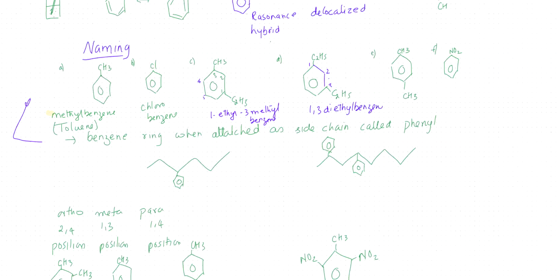In the benzene ring, there are 2 methyl groups attached at 1 and 4 positions. So this is 1, 2, 3, 4. So 1,4-dimethylbenzene. So this compound is 1,4-dimethylbenzene. Next one, there is a nitro group attached to benzene. It's called nitrobenzene.